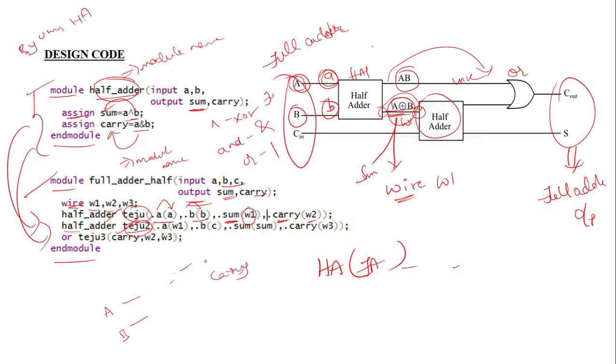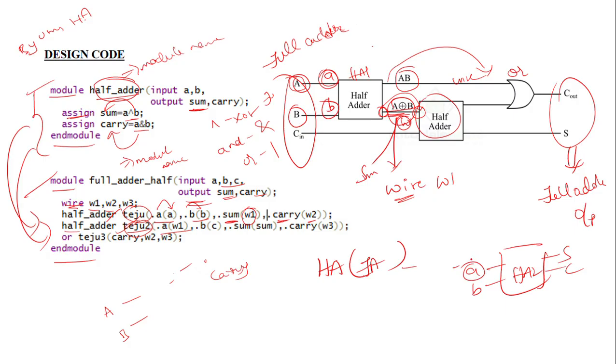Then again half adder A. Again there is a second half adder, I simply drew it here, for without confusion. The second half adder has sum and carry. Now half adder A is connected to which port? The sum. So in the sum, what you have to represent here? The sum is represented with W1. So simply write A of W1.